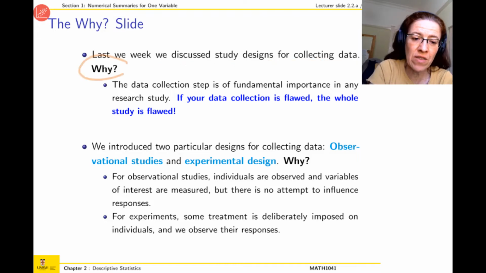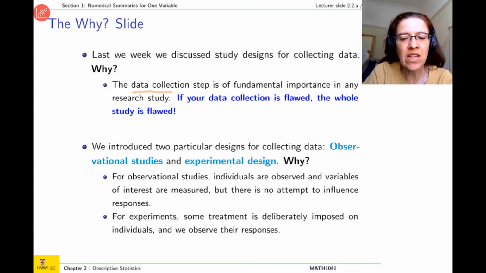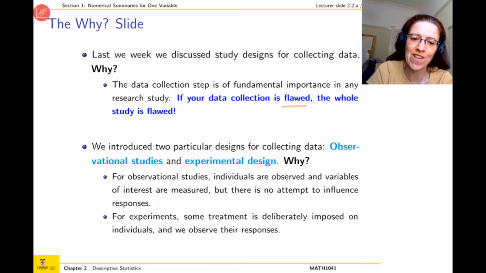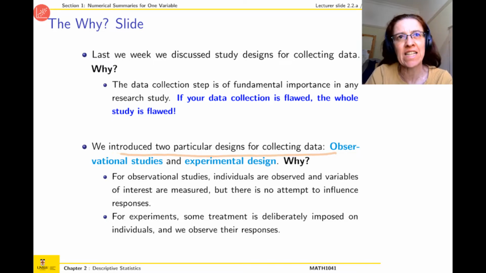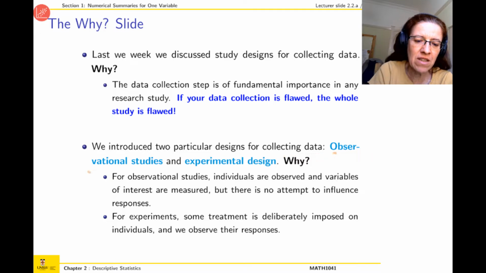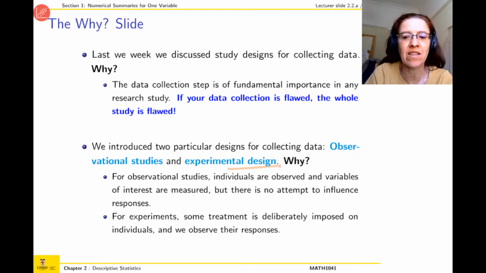So why did we do that? Because the data collection step is of fundamental importance in a research study. If your data collection is flawed, the whole study is flawed. Remember the garbage in, garbage out? That's what this says. And we introduced two particular designs for collecting data: observational studies and experimental designs.